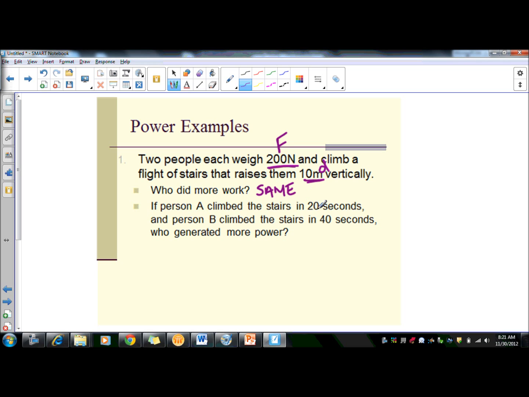If person A climbs in 20 seconds and person B climbs in 40 seconds, who generated more power? Well, since power is work over time, then that means more power is generated by the person that takes the least amount of time. So who generated more power? Person A. Less time, more power. If the denominator increases, this decreases. If the denominator decreases, this increases. It's an inverse relationship.